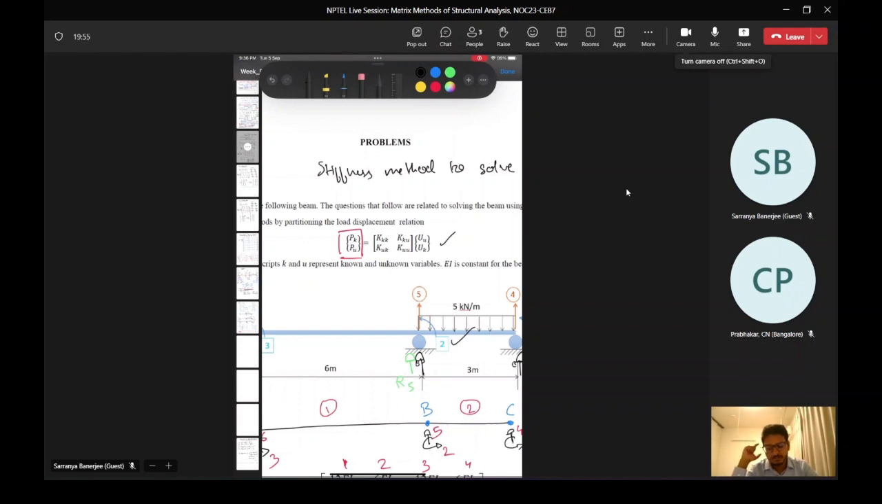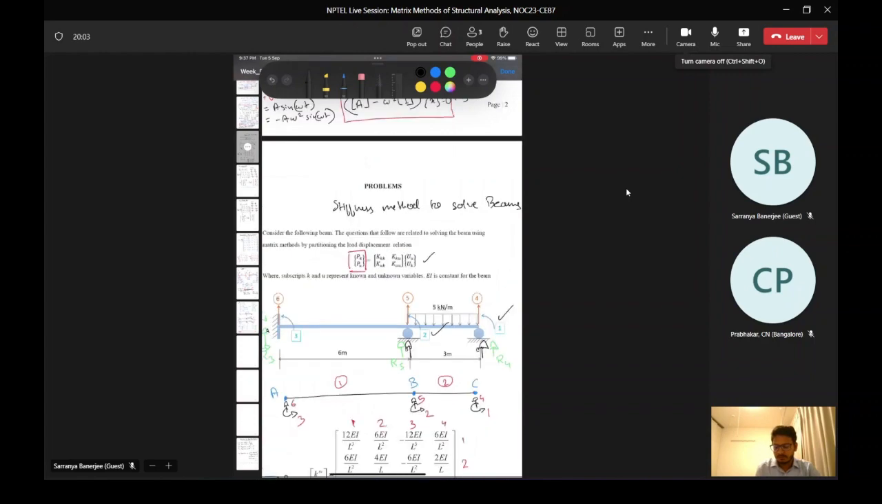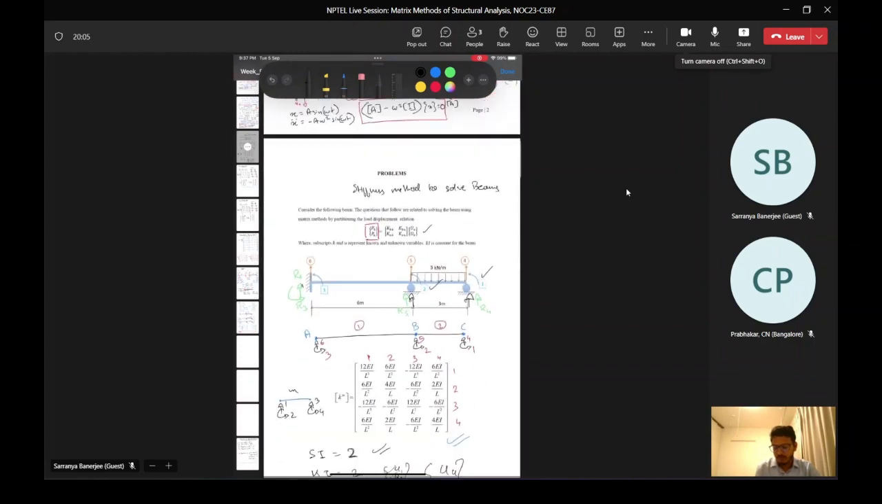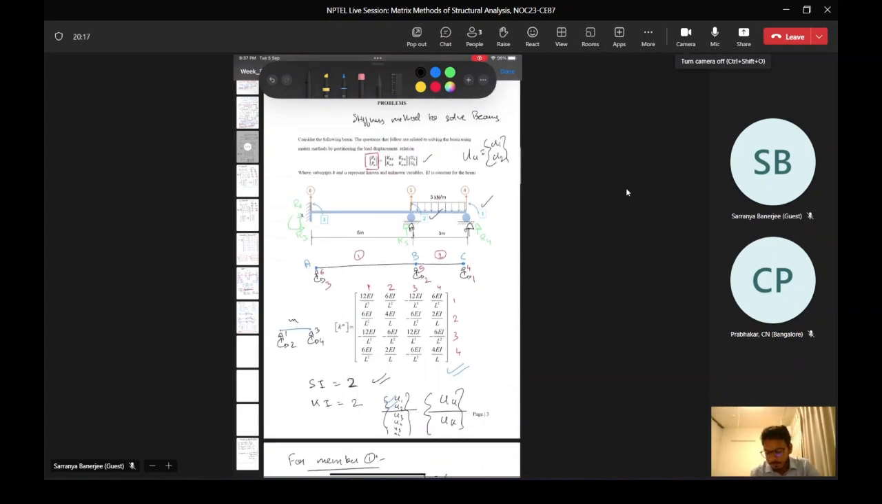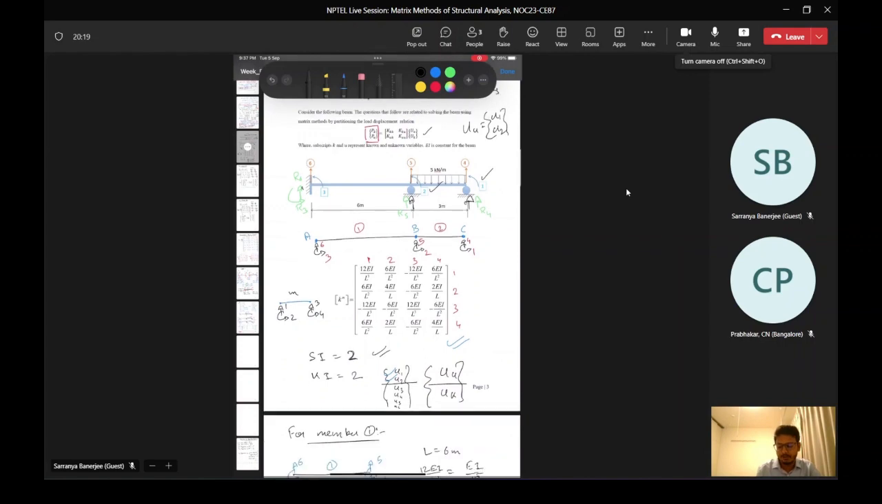The whole stiffness matrix is divided into four parts, and U unknown and U known are the two parts of the displacement vector. So from here we want to find u1 and u2, that is uu. So here uu equals u1 and u2, that part is clear. And pk similarly would be p1 and p2.